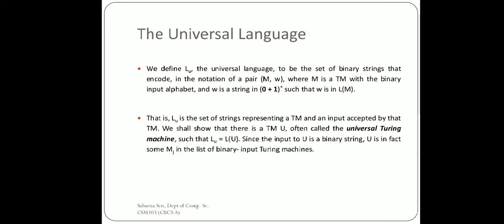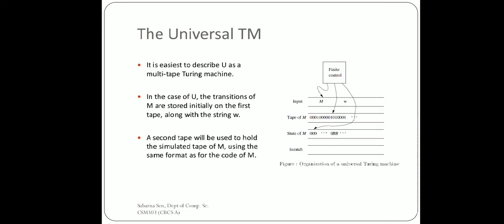Now here our job will be to show that there will be a Turing machine U. Here we will use this name U because we are going to prove this is the universal Turing machine. That's why we will use U here, right? And often this is called universal Turing machine, such that LU is equal to L of U. That means this language LU is going to accept all the languages, or this language will fall in the class of languages which my universal Turing machine accepts, right? Fine.